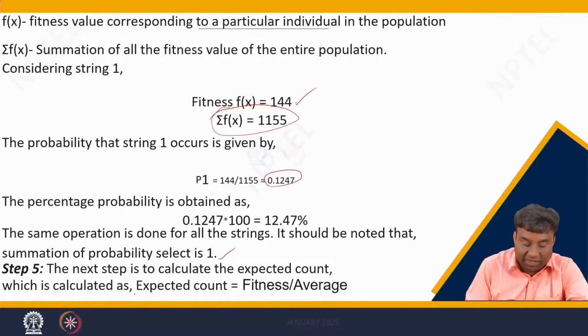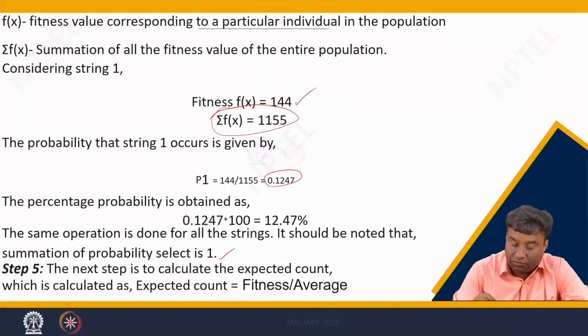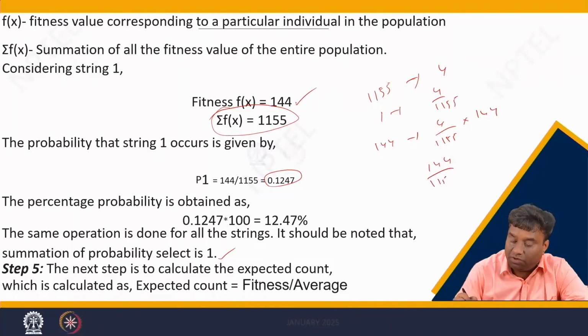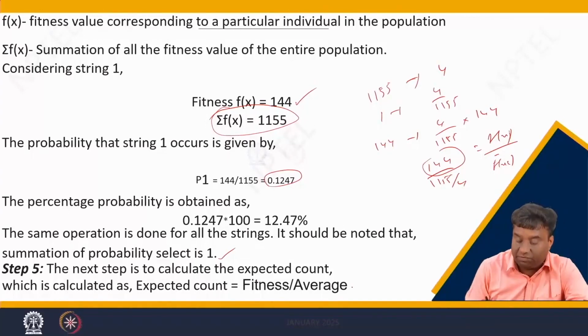The next step is to calculate the expected count. The total is 1155, and this is equivalent to 4 populations. So for 144, the expected count is 4 into 144 by 1155. That is equal to 144 divided by 1155 by 4, that is basically f(x) by the average value. This is known as the average, which you can write as f(xi) bar. So the expected count is equal to fitness by average.